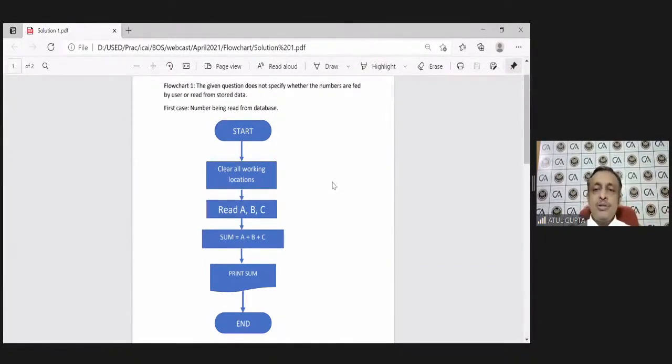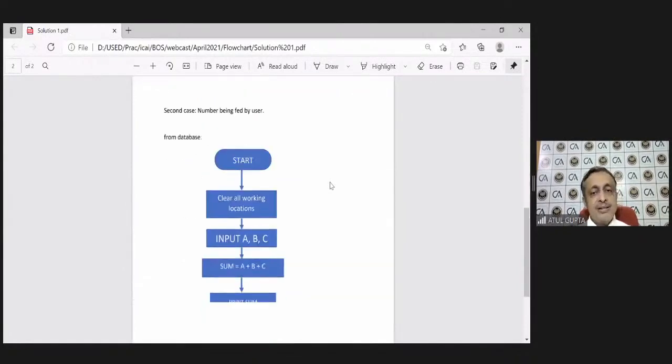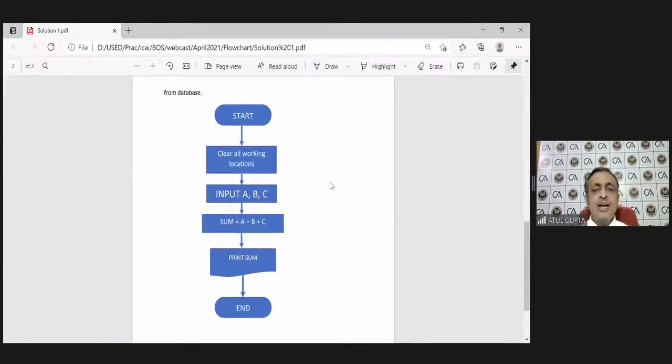Suppose this has to be read from pre-stored database locations, then you read A, B, C. Suppose the flowchart was that you get input values from the user. Look, I've just changed that. This is the same flowchart with the only difference that the command read has been replaced by input. Now the user is going to feed the values input A, B, C, and then you are going to sum and then print them. So that is simple flowchart number 1. I think that's easy.